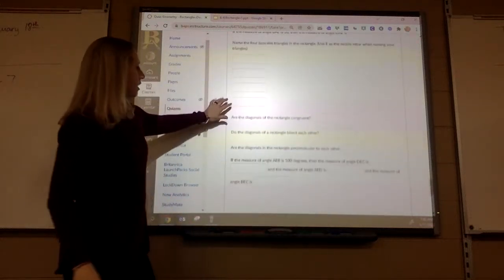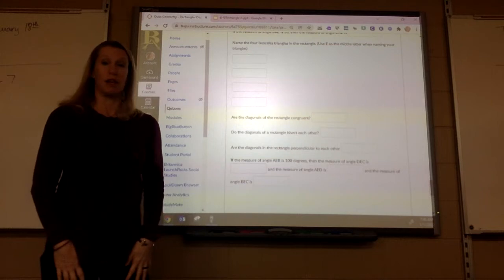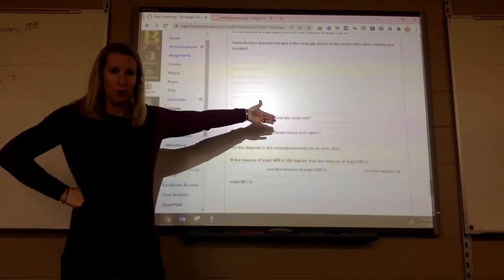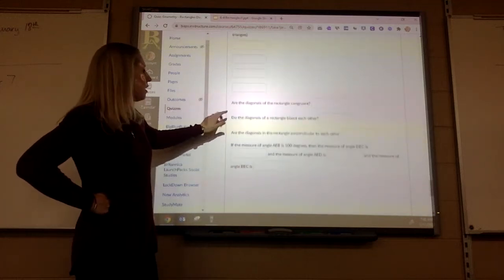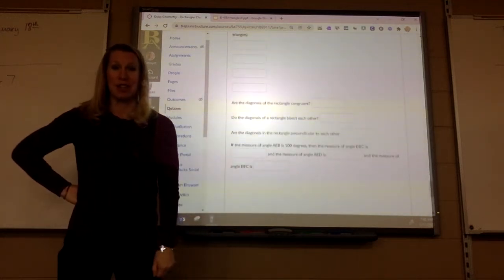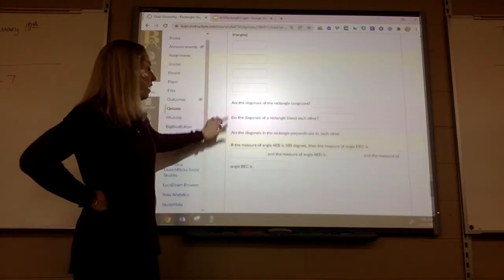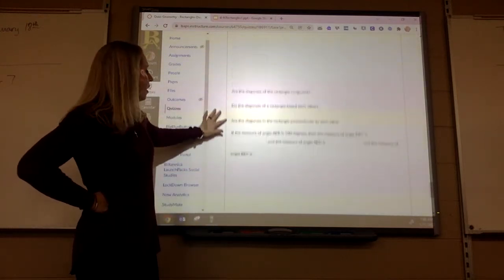Oh, yes, there is. Are the diagonals of a rectangle congruent? I hope you know this one by now. So you'll put yes or no. Do the diagonals of a rectangle bisect each other? I hope you know that one by now. I've said it a million times. So you'll put yes or no on that.